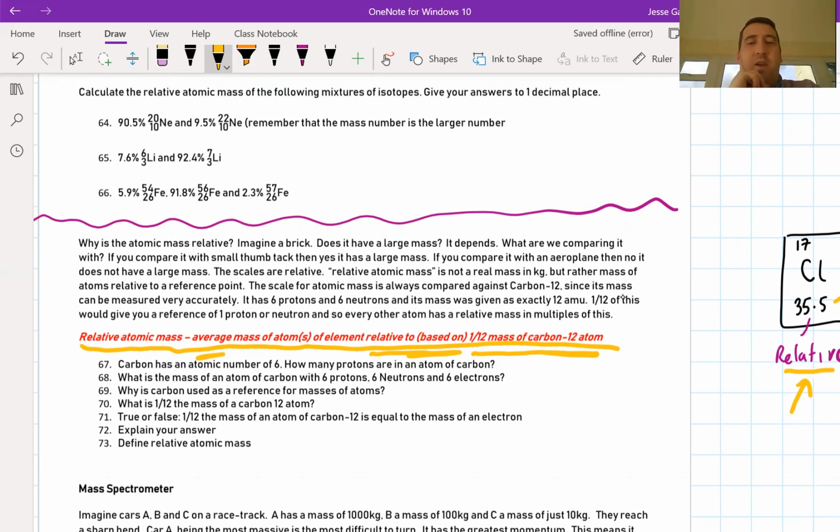But unfortunately, because this is the way scientists have figured it out, we have to appreciate what they did. They took an atom of carbon-12 and found out what the mass of 1/12 of it was, because that's the mass of a proton or a neutron. And all other atoms contain protons and neutrons as well, so their masses must be some multiple of 1/12 the mass of a carbon-12 atom. I hope that makes sense.